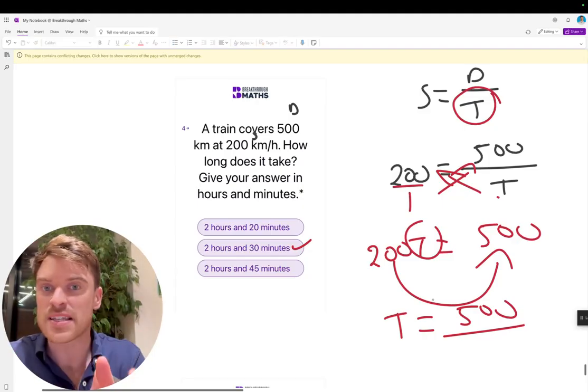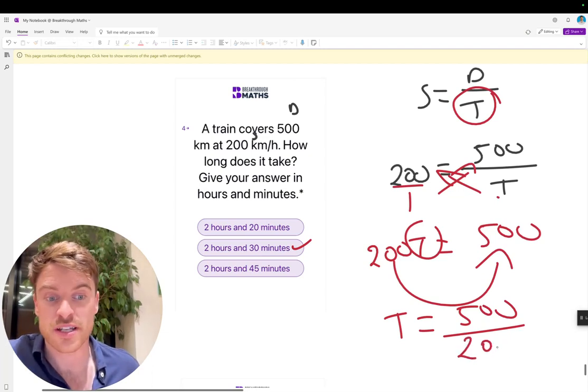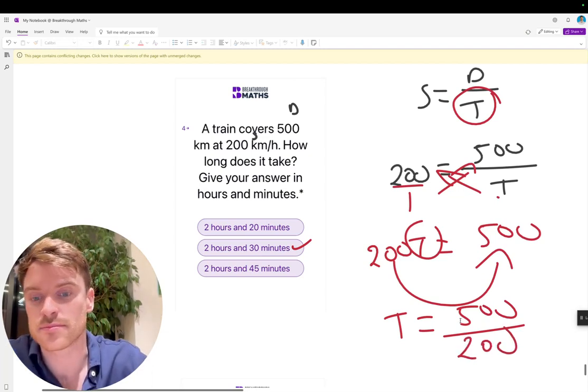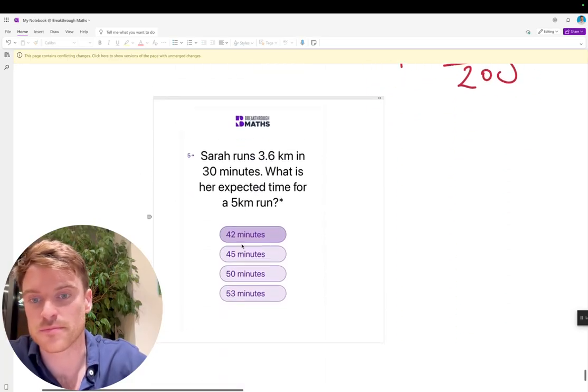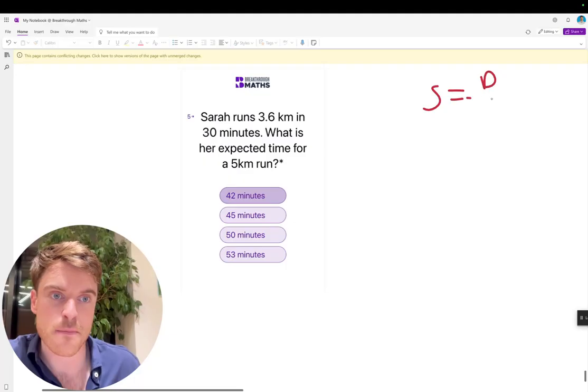If there's no plus or minus in between, it's welded on like that, you bring it underneath. So it becomes 200 underneath, and then you work it out from there. T is equal to 2.5, which is just there. Sarah runs 3.6k. Again, speed is equal to distance over time.